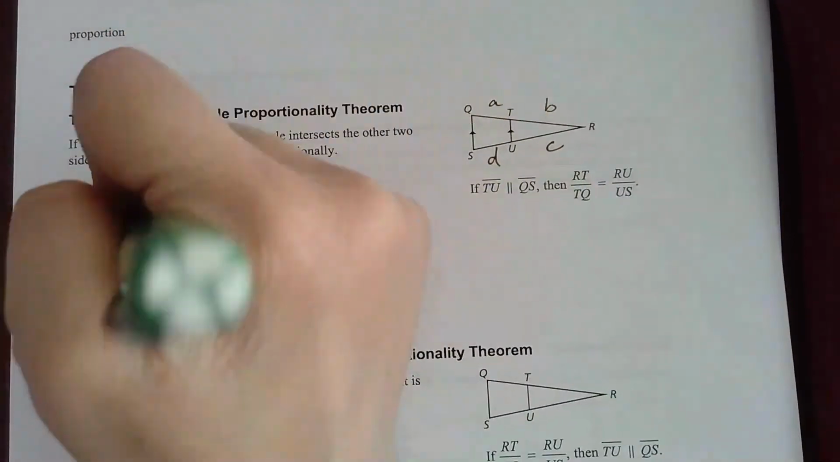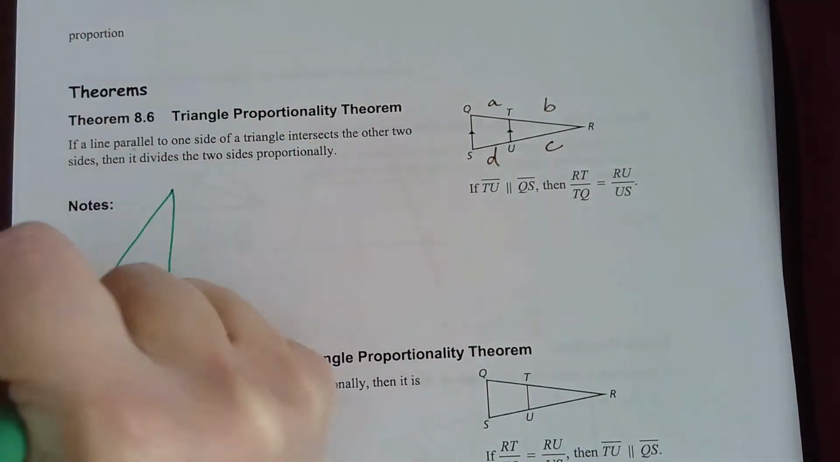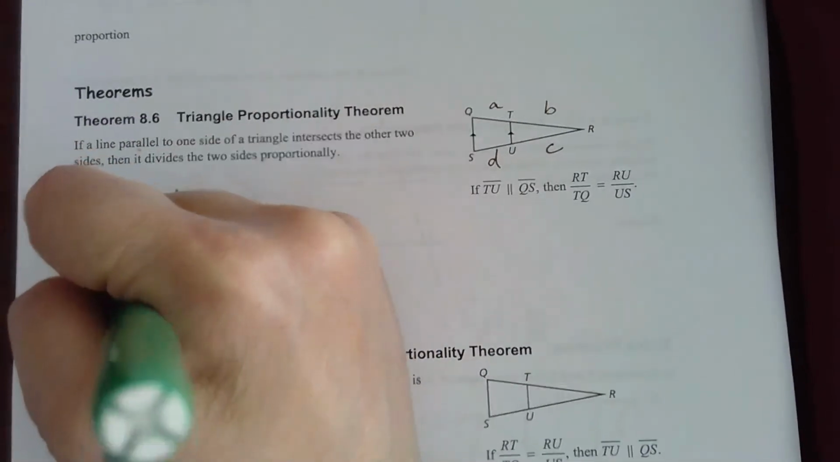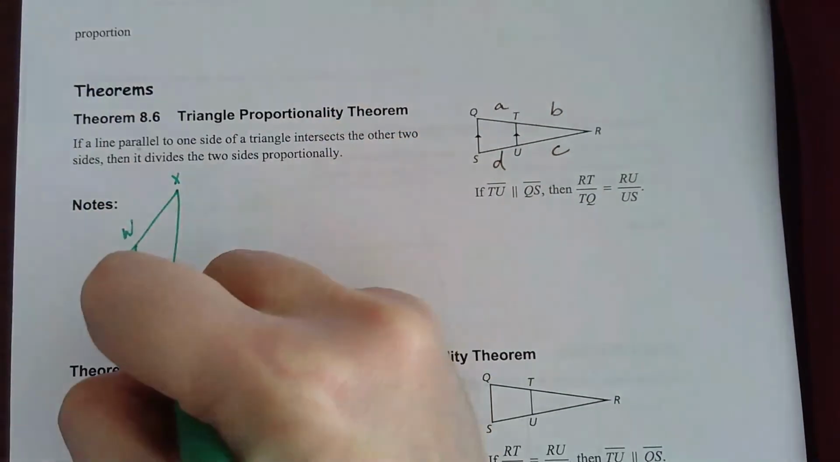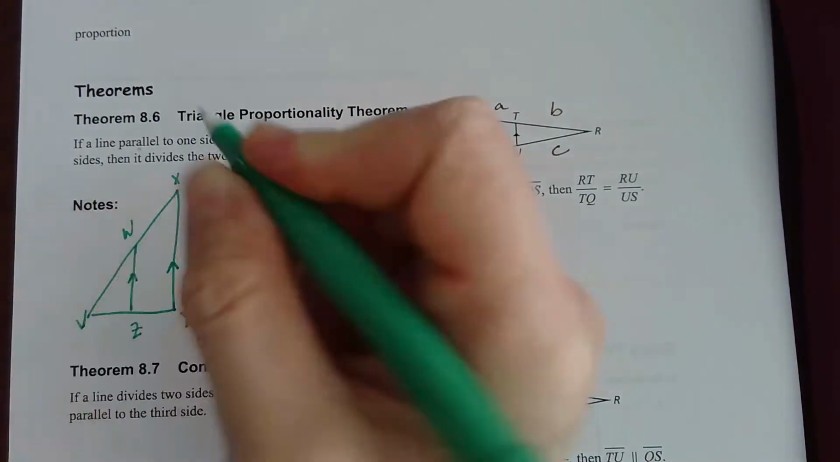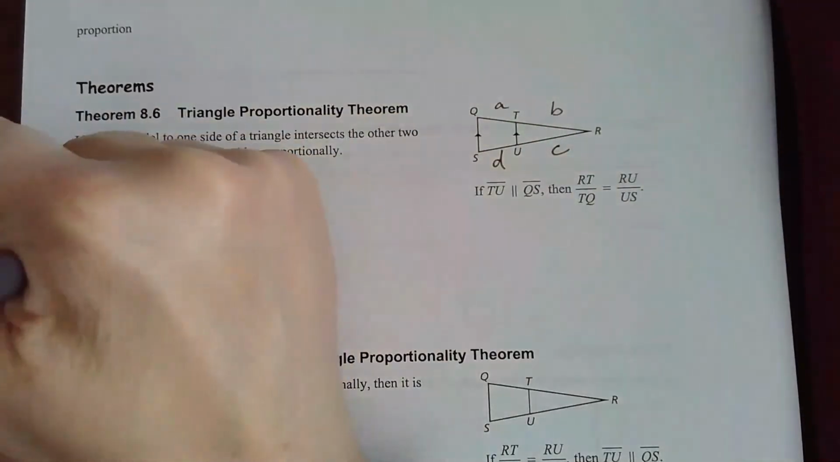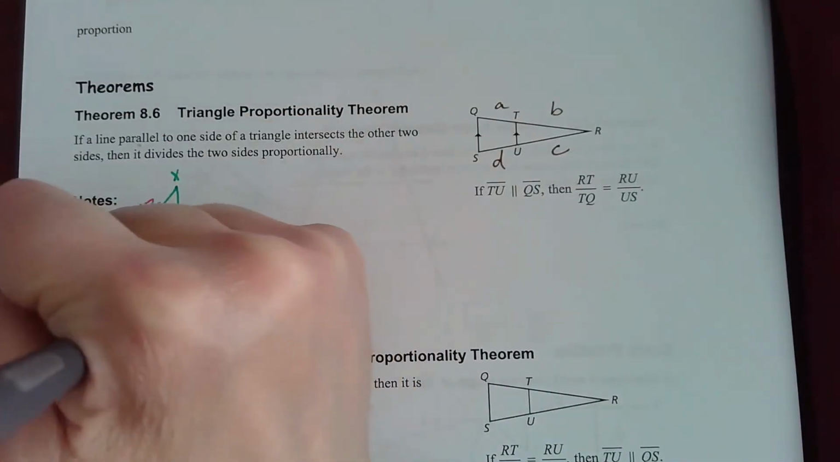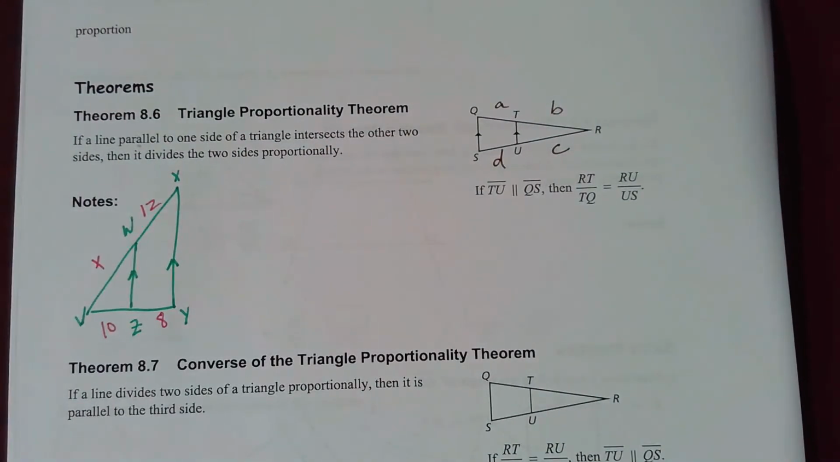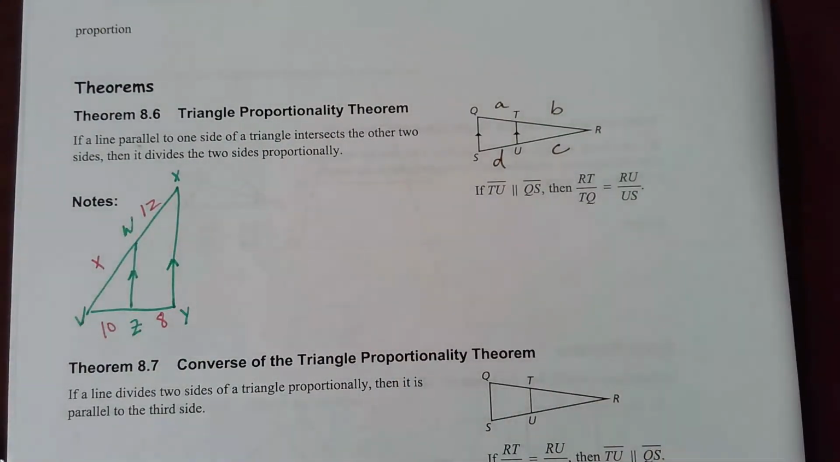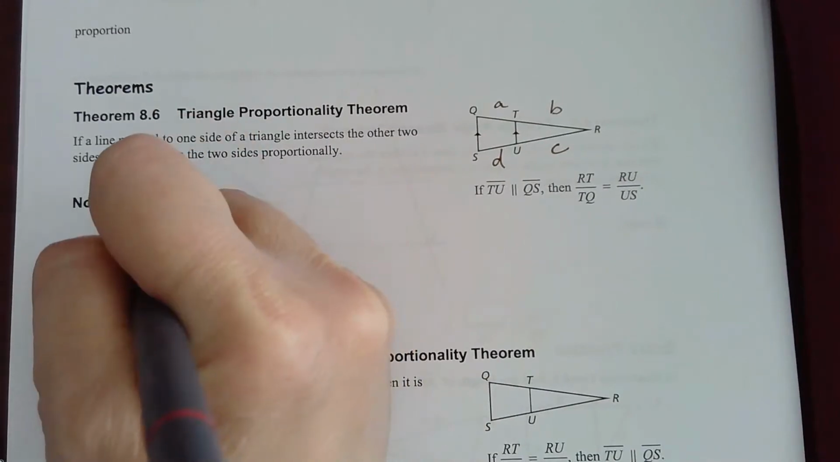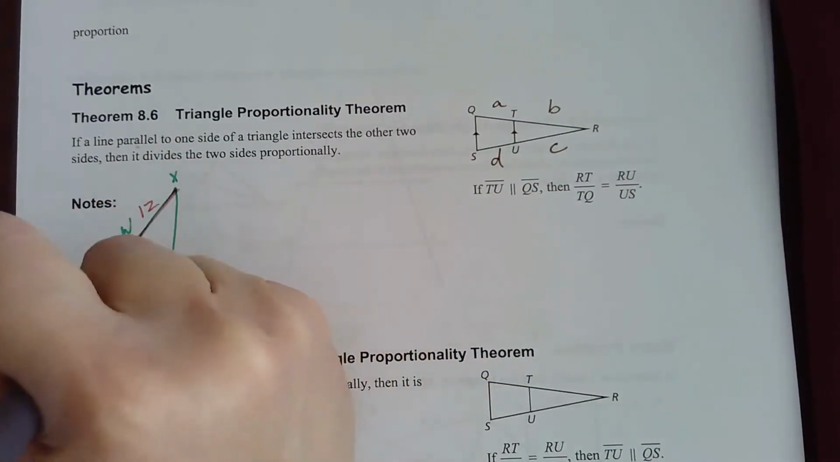So let's draw a triangle here, and then let's draw something that's parallel. So those two lines are parallel. This is W, X, Y, Z, and we'll make this V. Let's say this is X, this is 12, this is 8, and this is 10. What we have to be provided is that those two lines are parallel. Then we know that those four pieces formed from those parallel lines are going to be proportionate. So if you start here, it would be 12 over X and then 8 over 10.